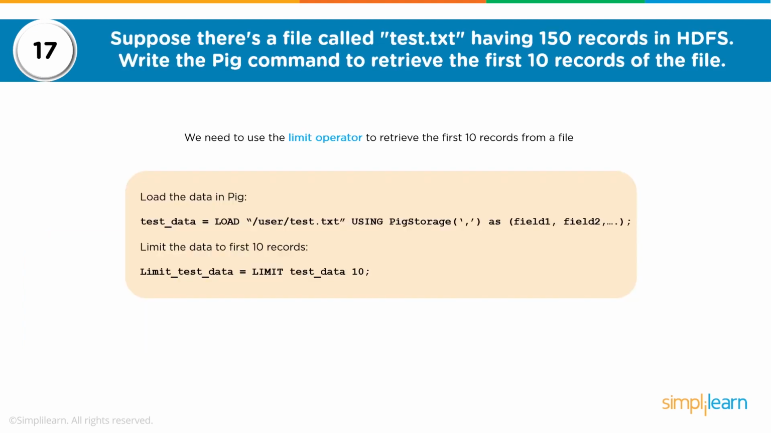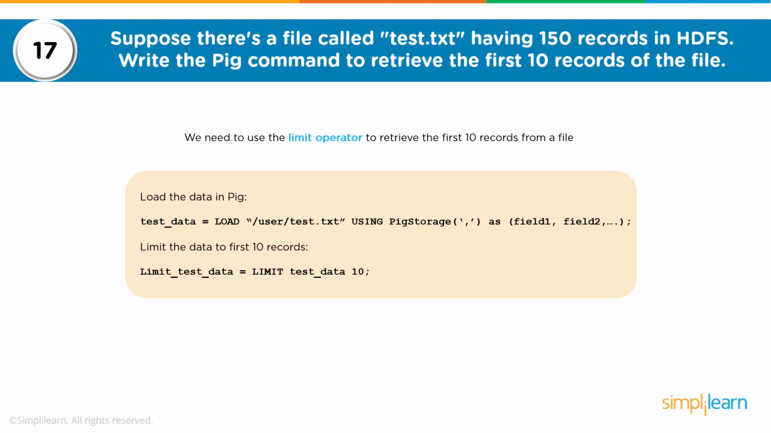Now, suppose there is a file called test.txt having 150 records in HDFS. So this is a file which is stored on HDFS and it has 150 records, where we can consider every record being one line. And if somebody asks you to write a Pig command to retrieve the first 10 records of the file, first we will have to load the data.